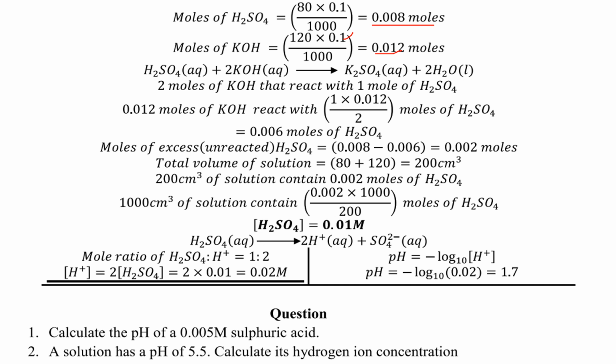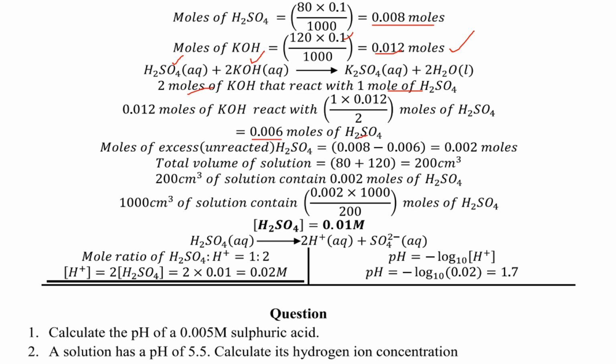Now we need to write the equation to show the neutralization reaction. It's a dibasic acid reacting with a monobasic base. The mole ratio is going to be 1 to 2, so 2 moles of potassium hydroxide react with 1 mole of the acid. Then what about the moles of potassium hydroxide that we used? It's going to react to give us how many moles? So it gives us 0.06 moles of sulfuric acid.